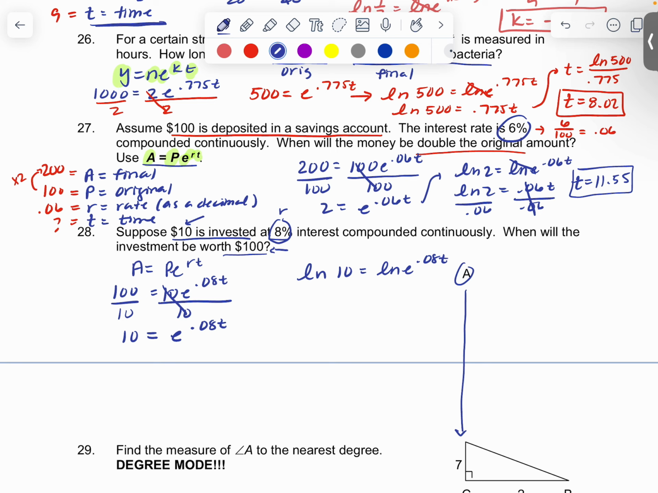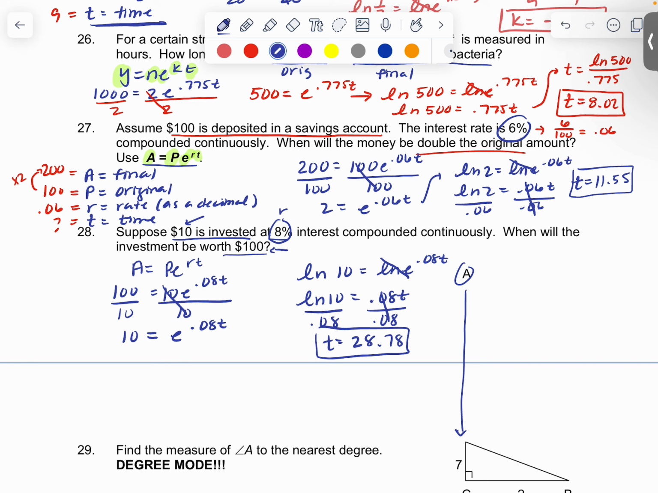Sorry about that. Okay, so the ln and E cancel out. So I have ln of 10 equals 0.08t. And then dividing by 0.08, we are going to get that T equals, and let's plug that into our calculator. So we're going to plug in the ln of 10 divided by 0.08. And that gives me about 28.78 years. So 28.78. All right.